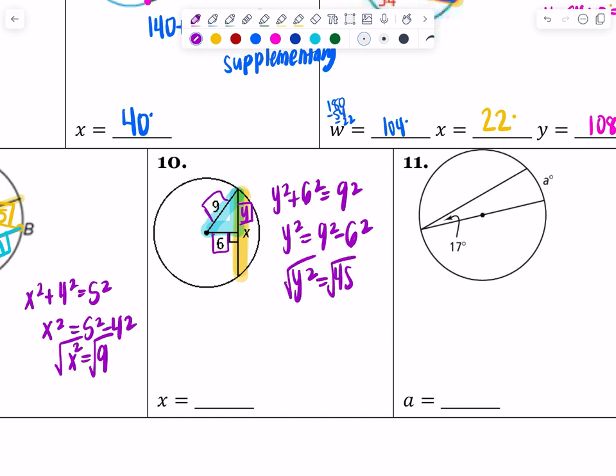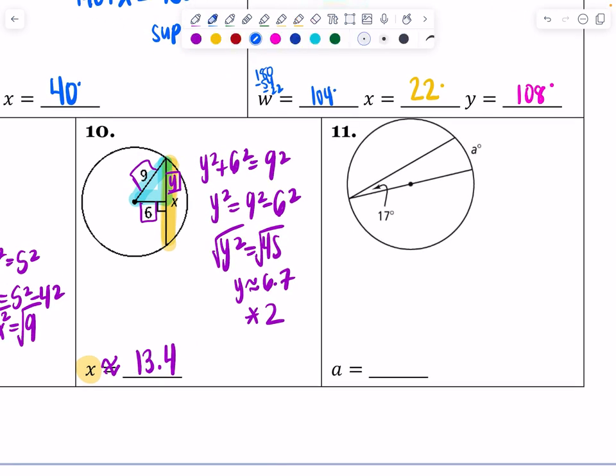So y squared equals 45. So y is going to be equal to the square root of 45, which gives me about 6.7. And then we are going to double that to get x. So when you double that, you do times 2, and you get about 13.4. So we're going to round that to the nearest tenth. It's about 13.4 for that whole chord, which is x. Y was only half of it.